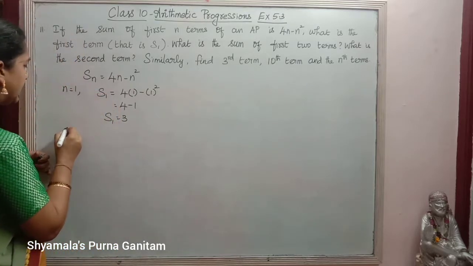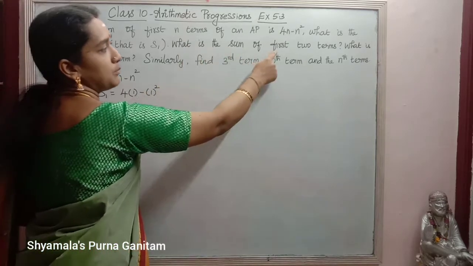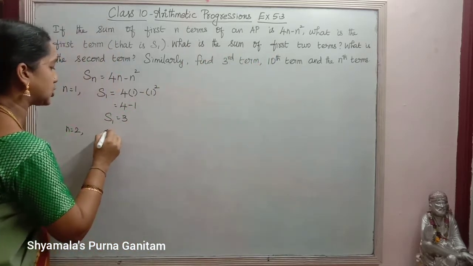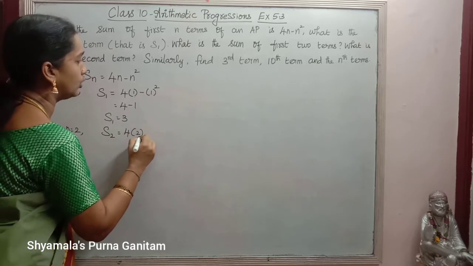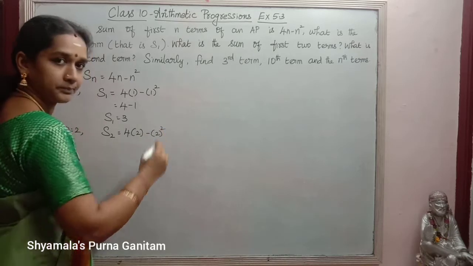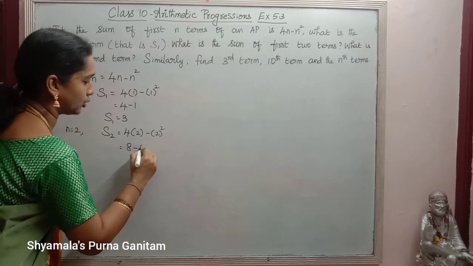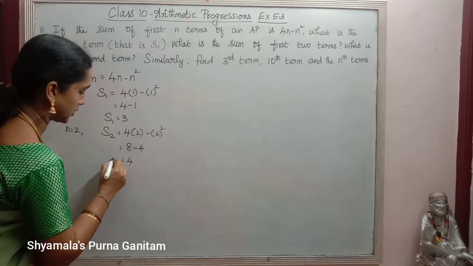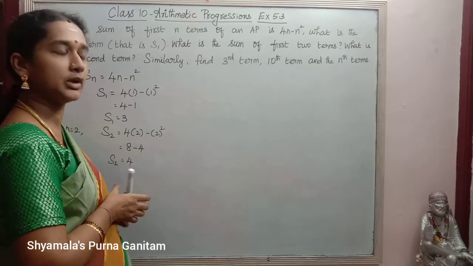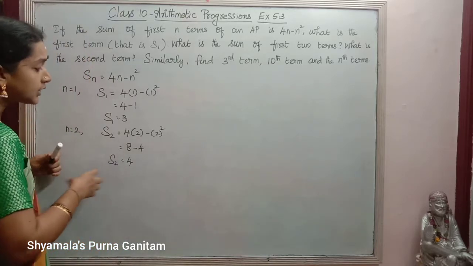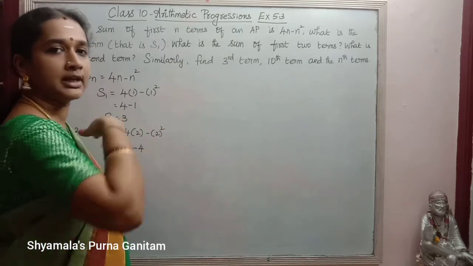Then if we substitute n is equal to 2, we will get the sum of first two terms, that is S2 we will get. So S2 is equal to 4 into 2 minus 2 square. Okay, so this is equal to 4 2s are 8 minus 2 2s are 4. That is equal to 4. So S2 is equal to 4. So we got S2 is equal to 4. Now we need D. If we know D only, we can able to do the remaining things.